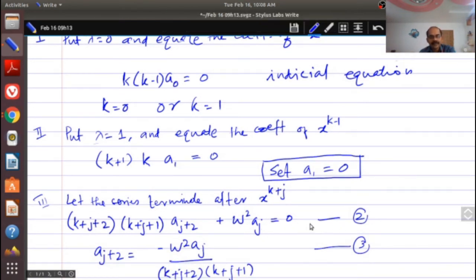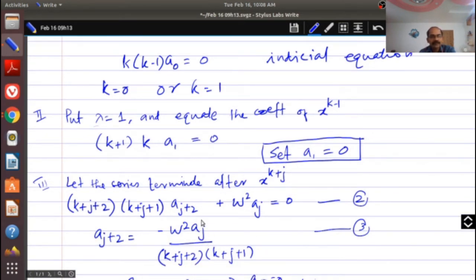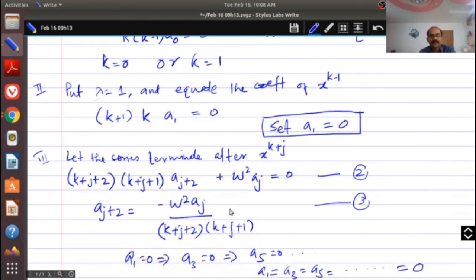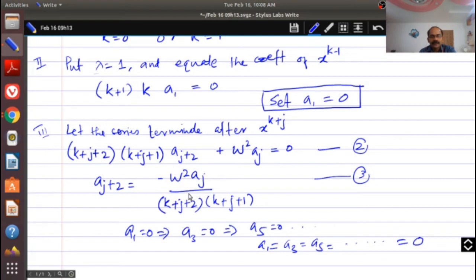You get a recurrence relation. Why recurrence? Because if you get the jth term, we just rearrange this. Okay, a(j+2) will be minus omega squared a_j divided by (k+j+2) into (k+j+1), and this is simple rearrangement.